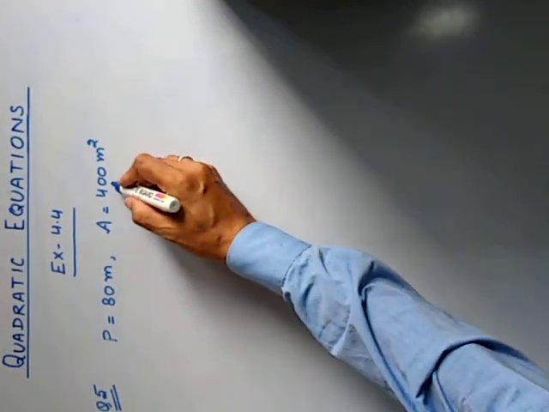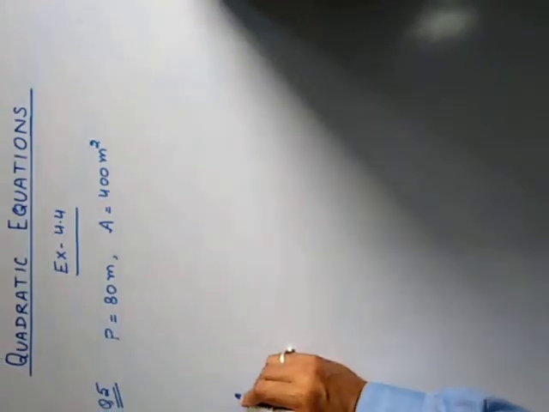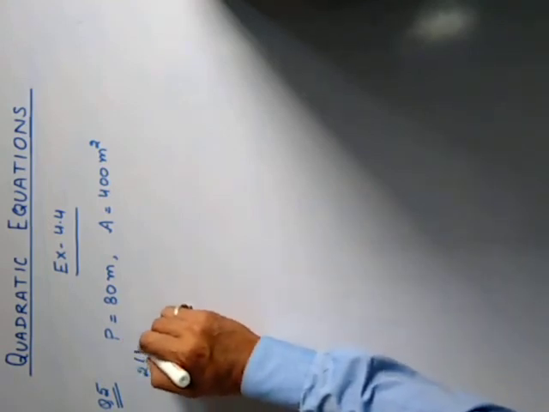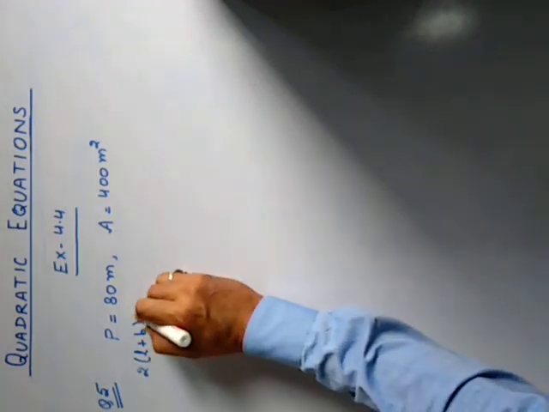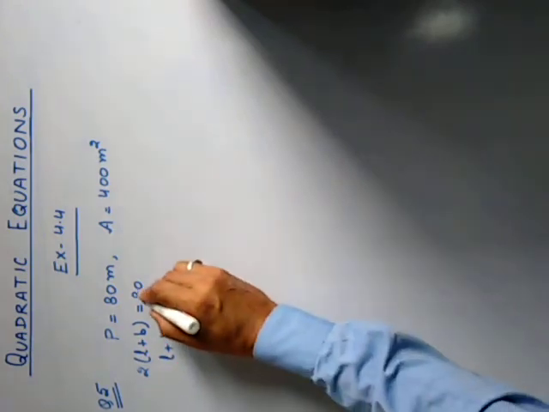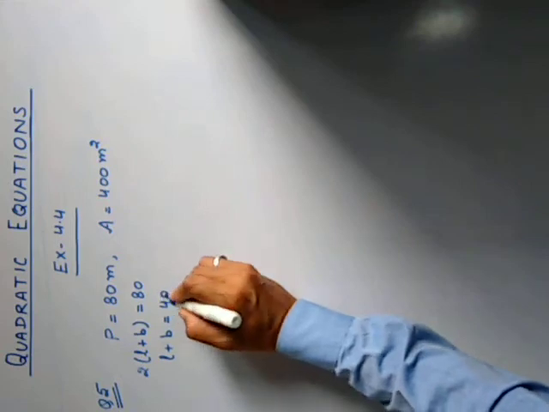Question number 5. Is it possible to design a rectangular park of perimeter 80 meter and area 400 meter square? If so, find its length and breadth. So perimeter is given 80 meter, area is given 400 meter square. So perimeter of rectangle is twice length plus breadth, which is equals to 80 given. So length plus breadth equals to 2 will come here, 80 upon 2 equals to 40.